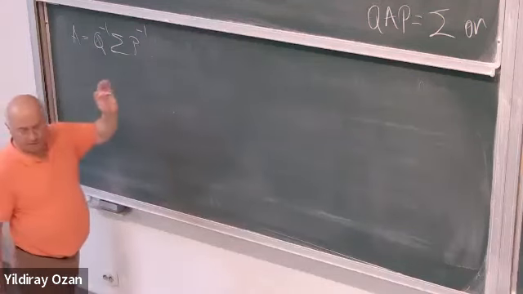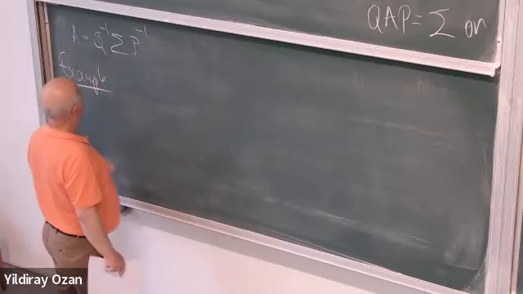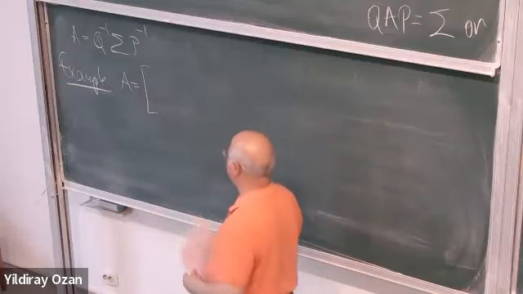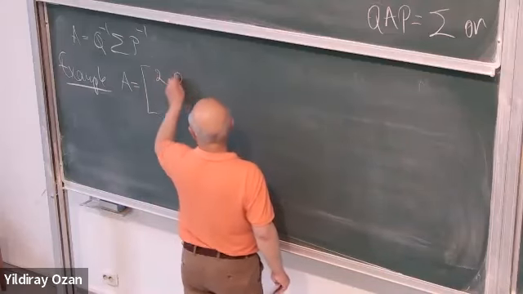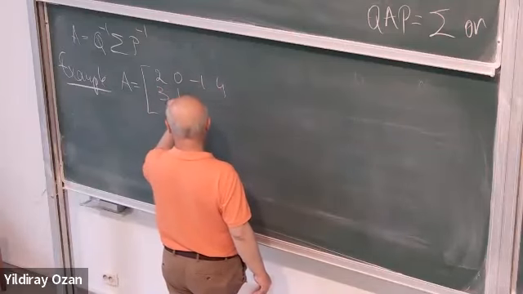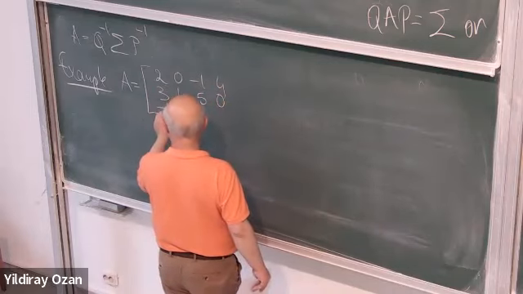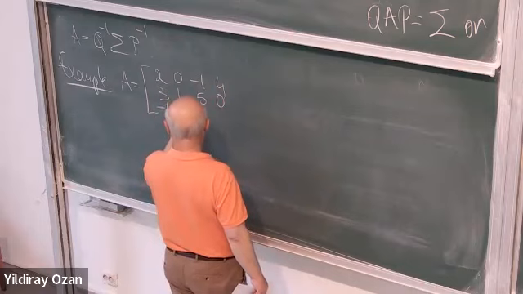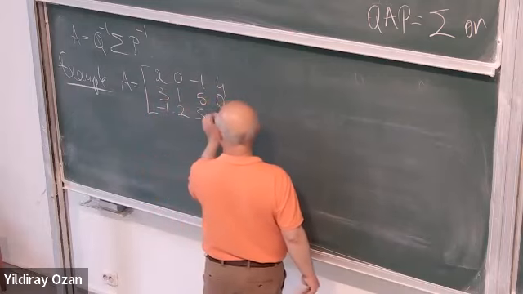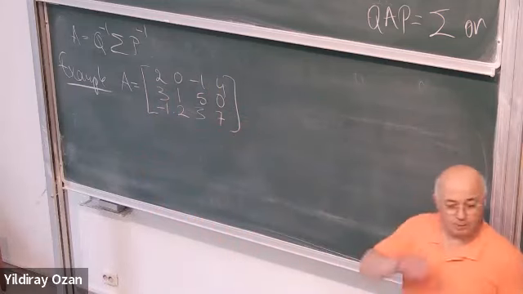Let me just explain this on an example. Let's choose this matrix: 2, 0, minus 1, 4, 3, 1, 5, 0, minus 2, minus 1, 2, 3, 5, 7.